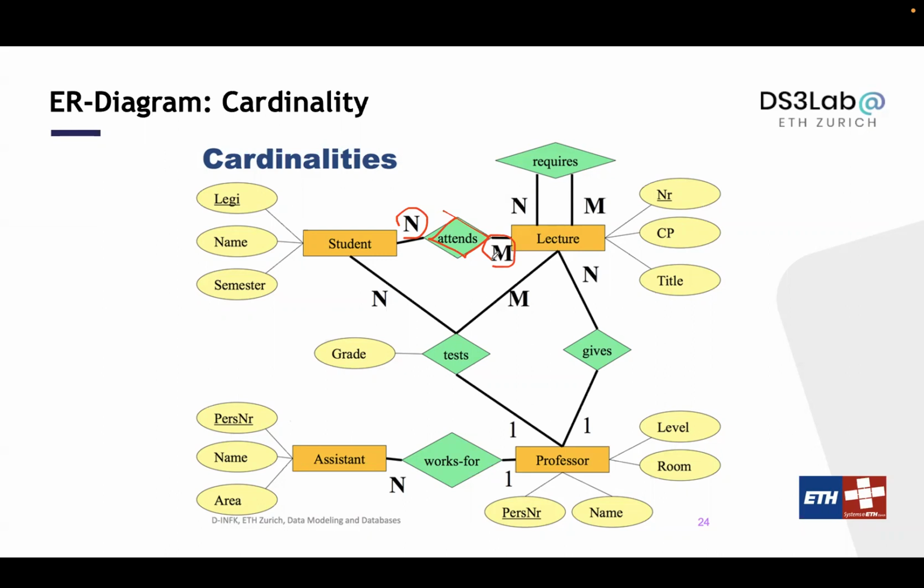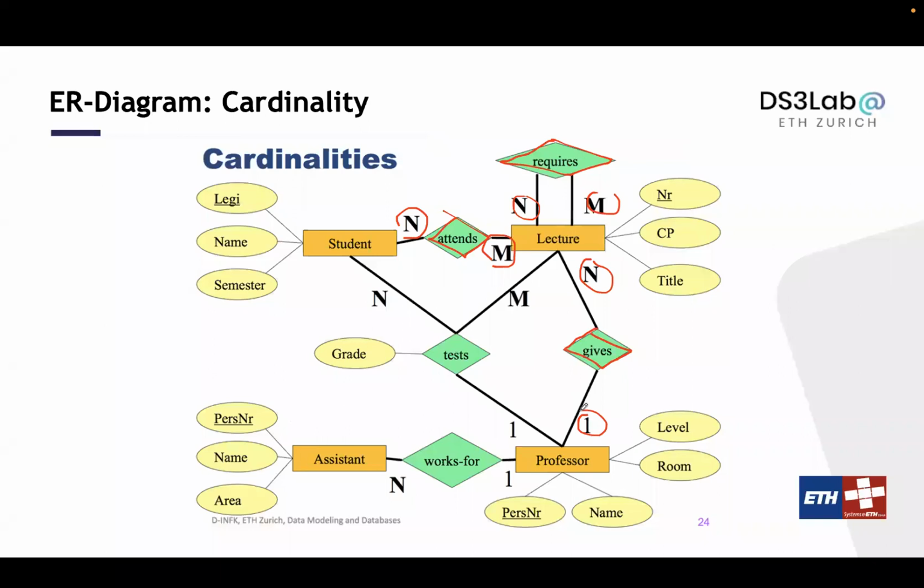And then you have this requires relationship. Let's look at this. Again, this is N, this is M, there's no one there. So this is a many-to-many relationship, which means that one lecture can require multiple other lectures, and one lecture can be a prerequisite for multiple lectures. Now let's look at this gives relationship. Professor gives lecture. In this case, you can see here is N, here is 1. What does it tell you?